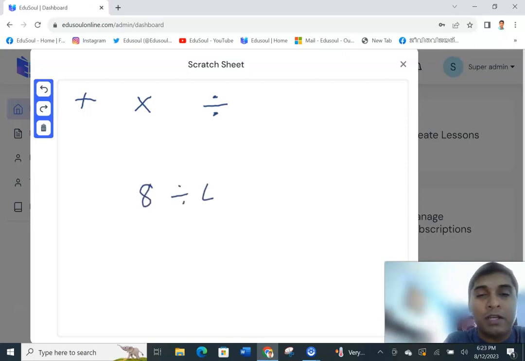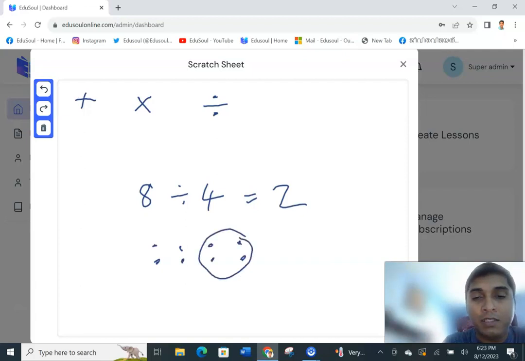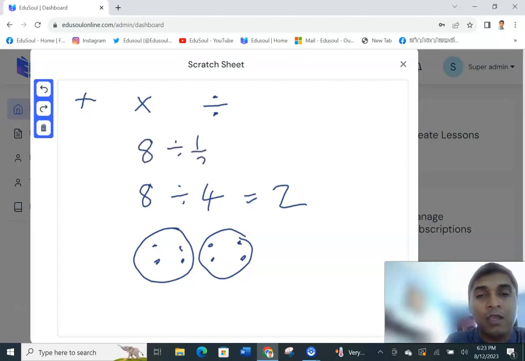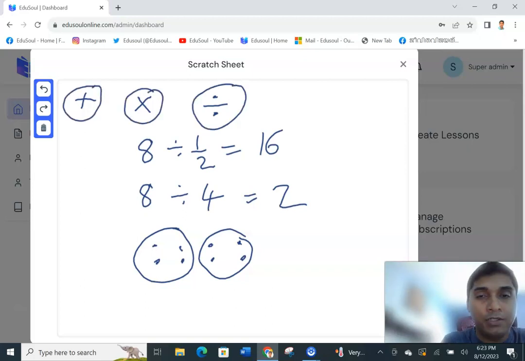8 divided by 4, the logic is how many groups of 4 you can make out of 8? 2, because 1 2 3 4 5 6 7 8. So you have to think about 2 groups. That's the same question. 8 divided by half, how many groups of halves can you make out of 8? Because each one has 2 halves, so 8 will have 16 halves. Okay, so understand the logic of math operations whenever you do some math. That will help you a lot in doing math all over.